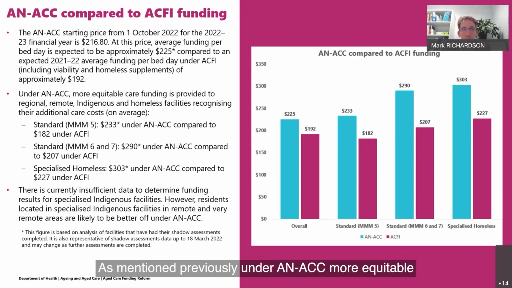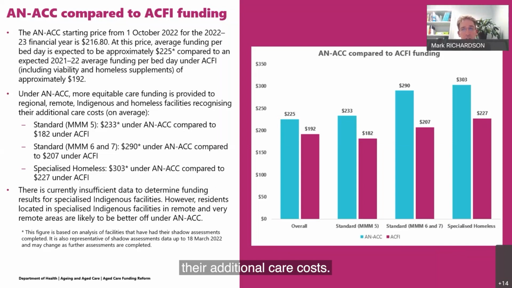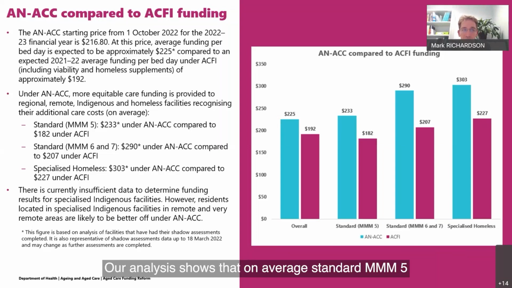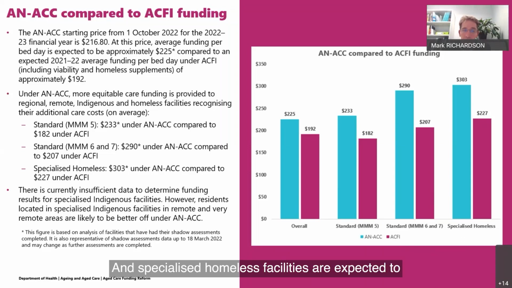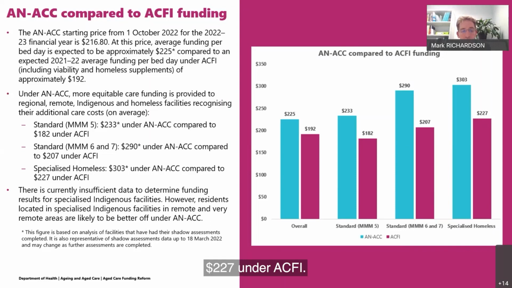As mentioned previously, under AN-ACC, more equitable care funding is provided to regional, remote, Indigenous and homeless facilities, recognising their additional care costs. Our analysis shows that on average, standard MMM5 facilities are expected to receive $233 per bed day under AN-ACC, compared to $182 under ACFI. Standard MMM6 and 7 facilities are expected to receive $290 per bed day under AN-ACC, compared to $207 under ACFI. And the specialised homeless facilities are expected to receive $303 per bed day under AN-ACC, compared to $227 under ACFI.